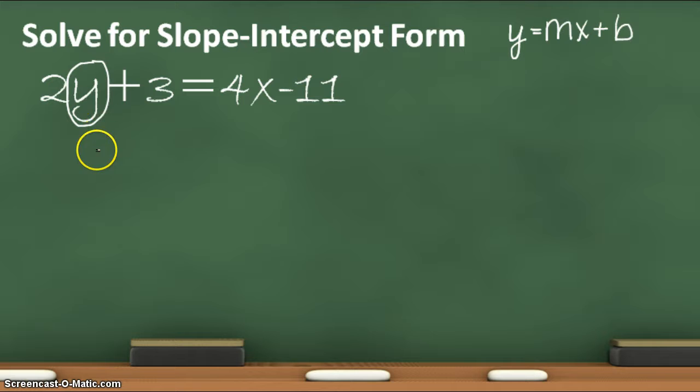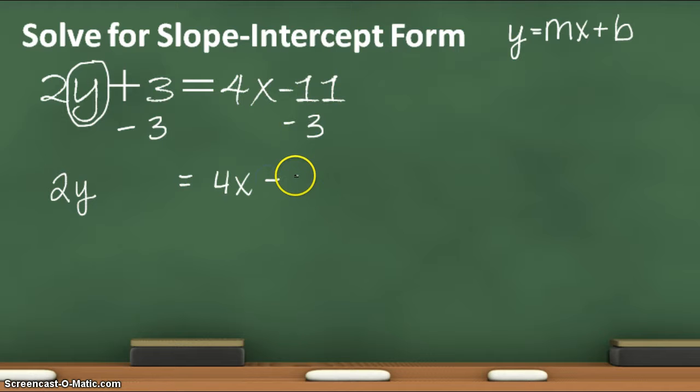Excuse the background noise. So what I'm going to do first is get rid of this plus 3 here. I do that by subtracting 3, the opposite of addition. So 2y plus 3 minus 3 is just 2y. And then 4x minus 11 minus 3, that's going to be 4x minus 14.